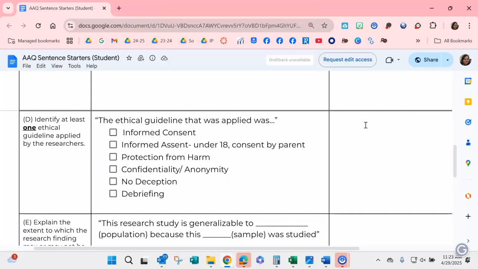Confidentiality and anonymity. You could say everybody was sent their scores separately. That could be that they protected their personal information. So it may not actually say those words, but it may be something they did, that they had to click that they agreed to participate in the study. That's informed consent. So then no deception, and if there was deception, that they debriefed them. Any questions on any of the ethical guidelines?